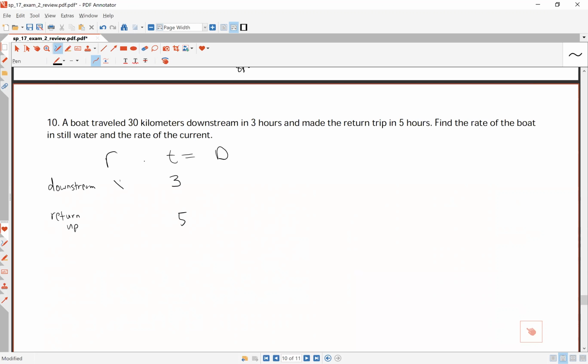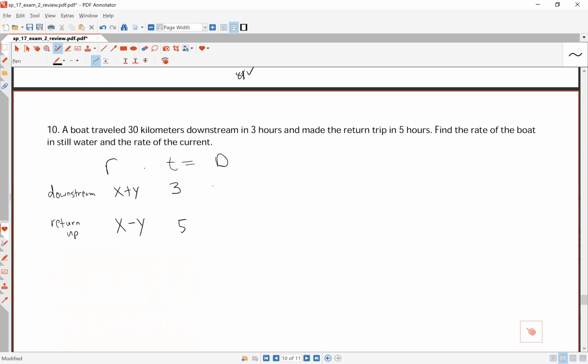When you go downstream, you're with the current, you have x plus the current. Your speed that you can do by yourself plus the current. When you return up the river, the speed of your boat by itself, without any current, you're going to get slowed down by the current. You're going to subtract. And the distance down and up is 30. So we have rate times time is distance, and rate times time is distance.